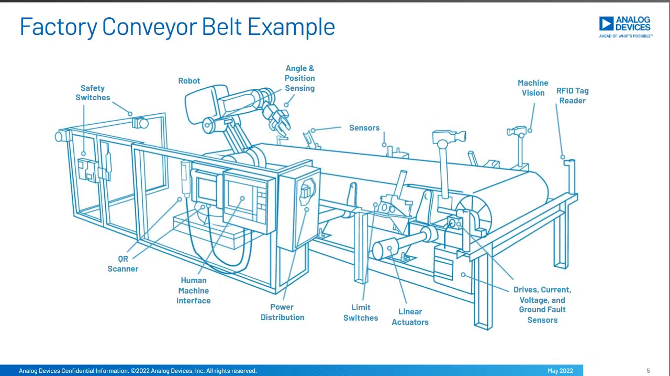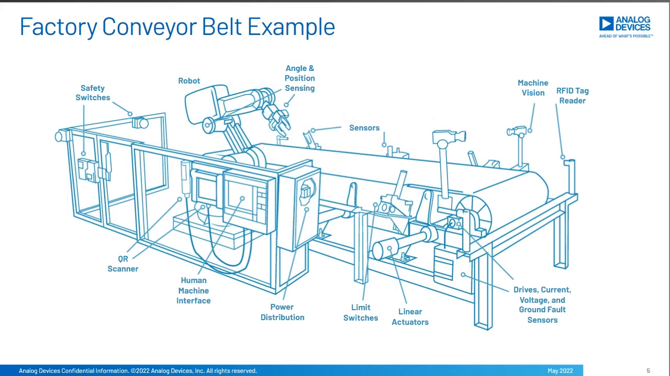So to get a sense of the scale of the challenge here, we'll look at something that you might find at the edge of a factory. For example, here we've got a factory conveyor belt. And so there's various sensors here, systems that are feeding data back to higher levels in the factory.